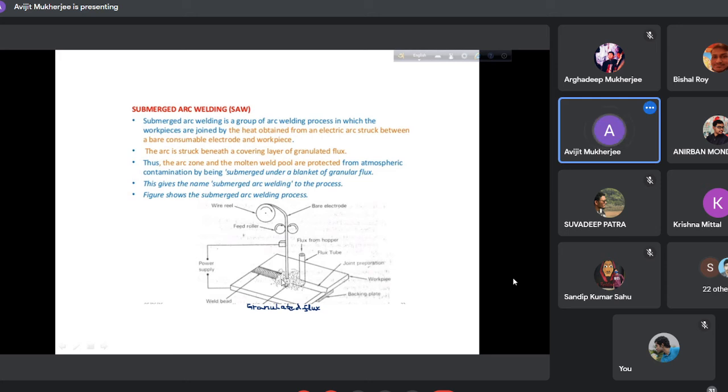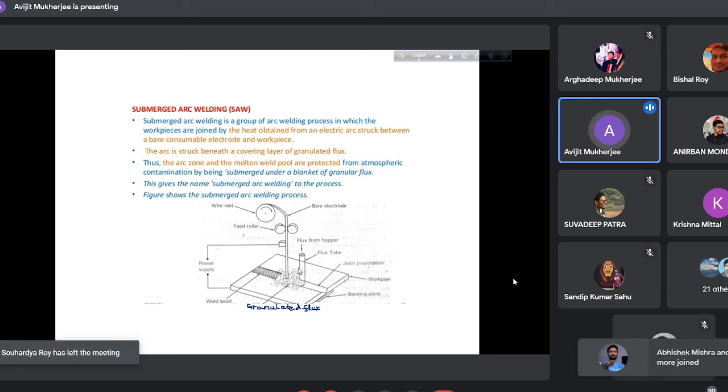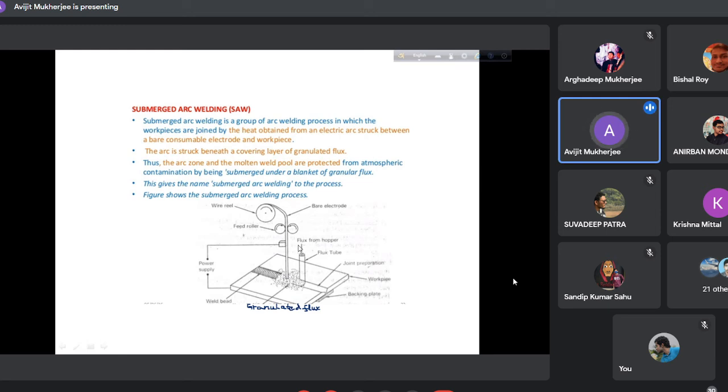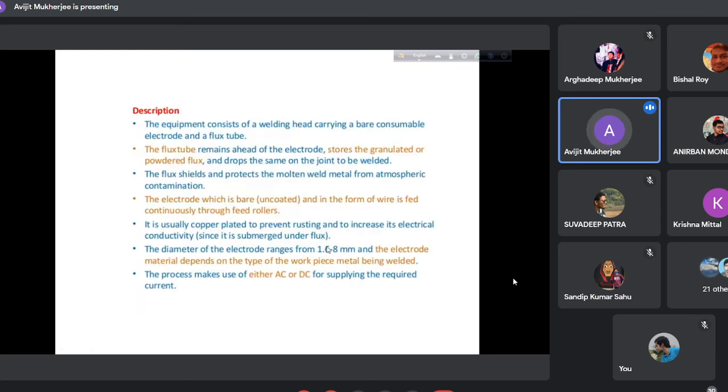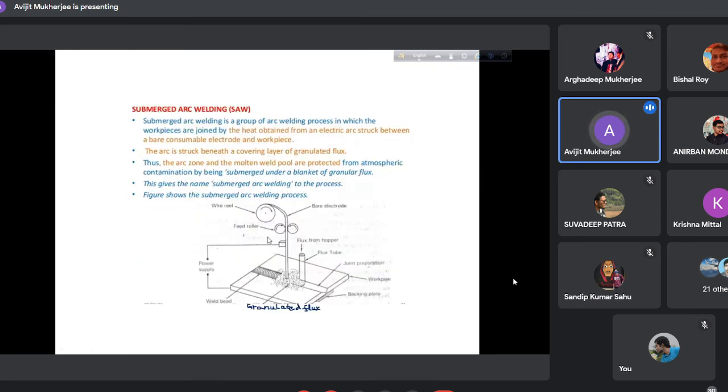On the contrary, here you just observe a flux tube, where from a flux hopper, flux material is fed. Now, what is flux, that we shall discuss. Some flux material, solid, either powdery or granular mass.